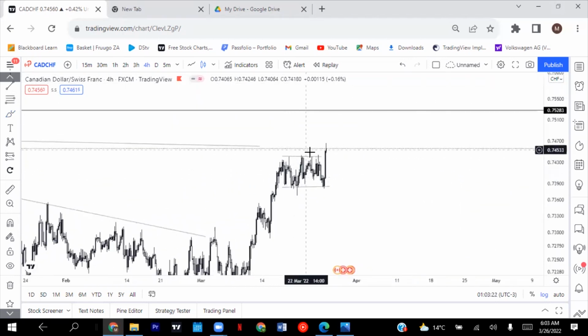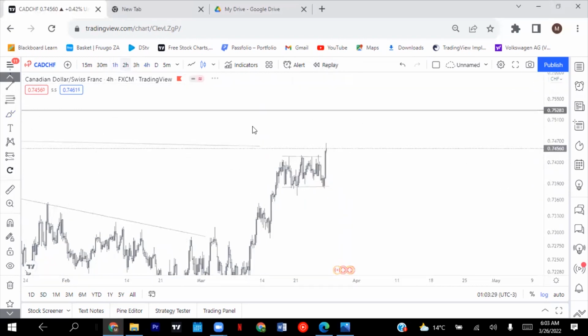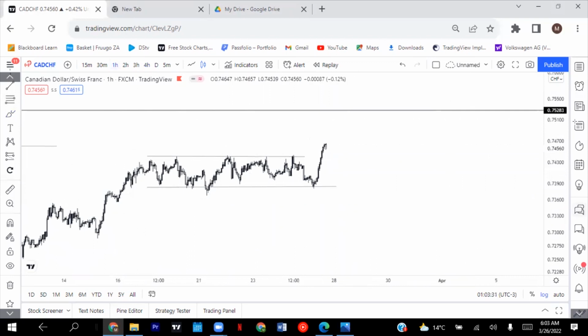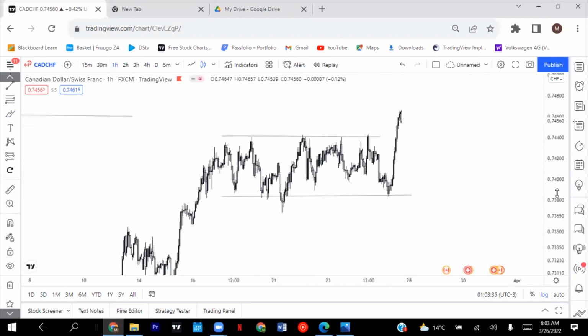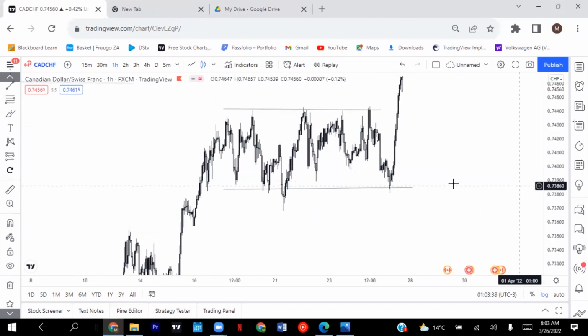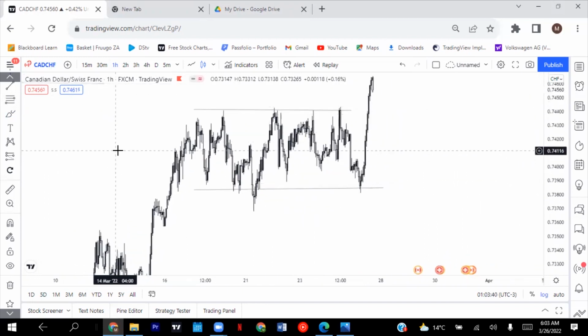So in this case, the correction is continuous to the upside. So the prediction was to have buying opportunities, which the market really gave us one, which was quite amazing if you ask me.